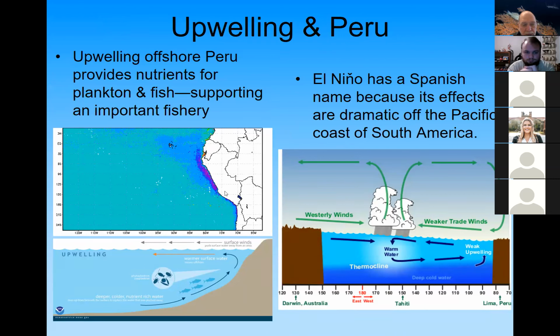Okay, so upwelling, here's the picture here. Upwelling offshore Peru provides nutrients for plankton and fish. So they're very important fisheries along this Peruvian coast. And these are driven by nutrients, which are upwelled from depth.